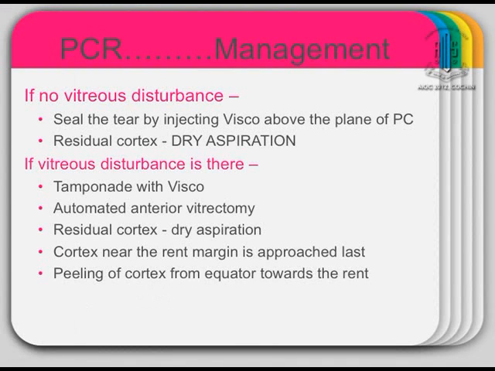Now, if there is no vitreous disturbance, seal the tear by injecting the visco above the plane of the PC, and residual cortex is removed by dry aspiration. If there is vitreous disturbance, tamponade with visco, an automated anterior vitrectomy is done, and residual cortex is removed by dry aspiration. Cortex near the rent margin is approached tangentially, and peeling of the cortex from the equator towards the rent is done.